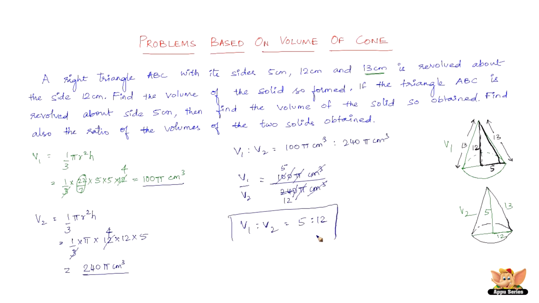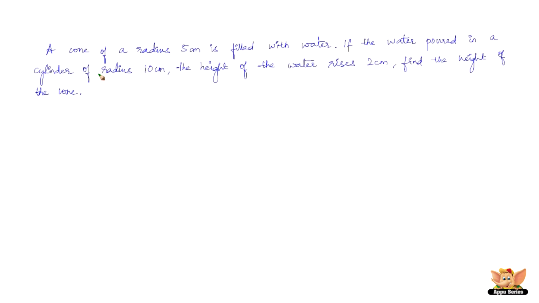So therefore, we can conclude that the ratio of the volumes of the two right triangles, or the two cones formed as a result of the revolution of the right triangles about 12 centimeter and 5 centimeter respectively, is 5 is to 12. So this completes this problem. Let us solve another one.